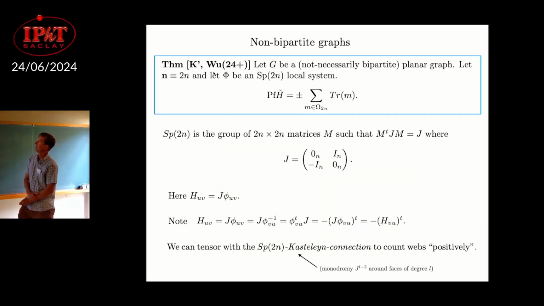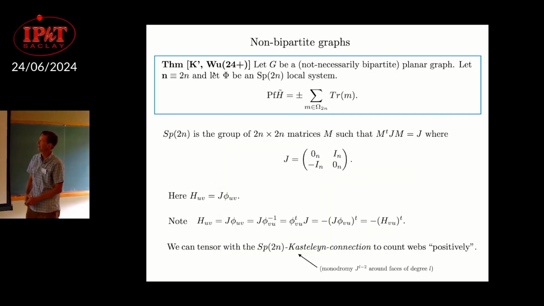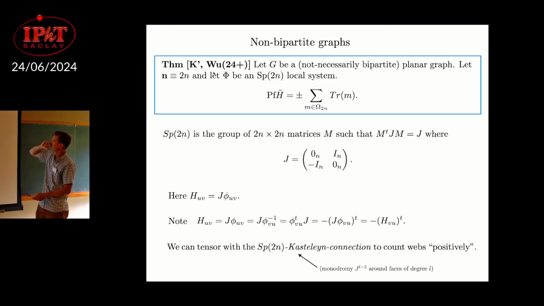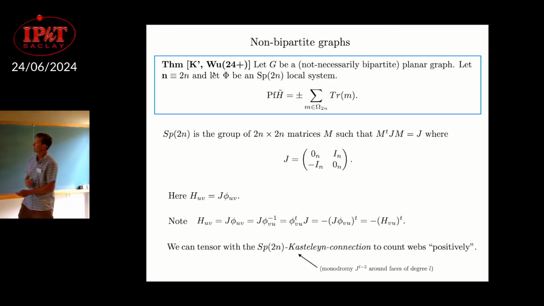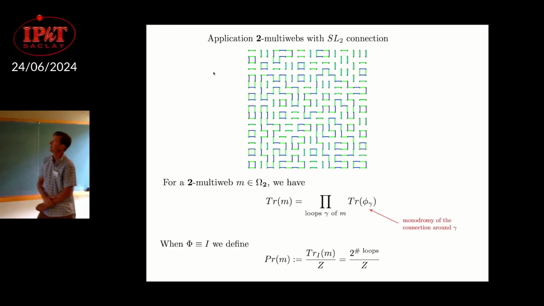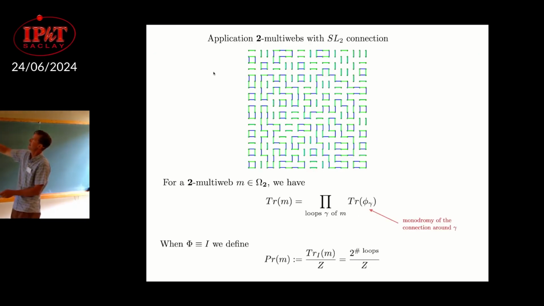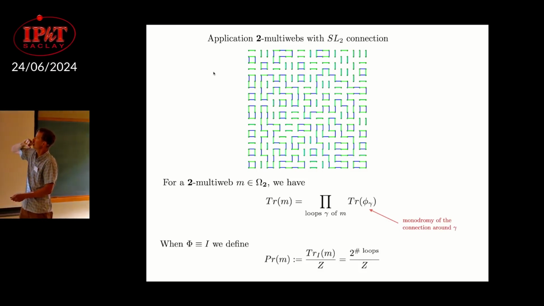Okay, and there's a version for non-bipartite graphs. Maybe I won't spend any time on that just because I don't want to go over here. You can ask me later. Yeah, Castelnuovo's theorem applies to non-bipartite graphs as well, and there's a version of the higher rank one as well, which uses symplectic matrices, I should say. Okay, but let me go on to the applications, unless there are any questions.